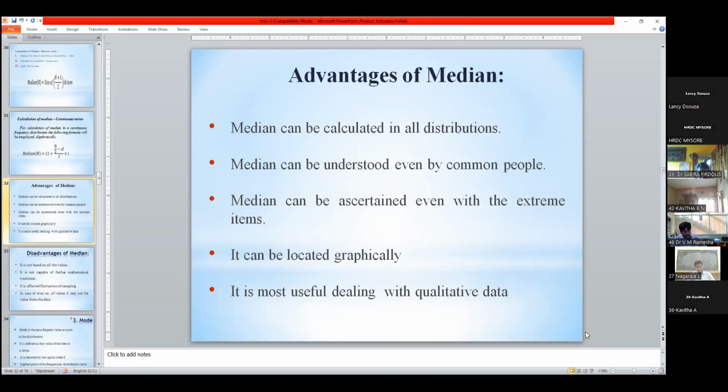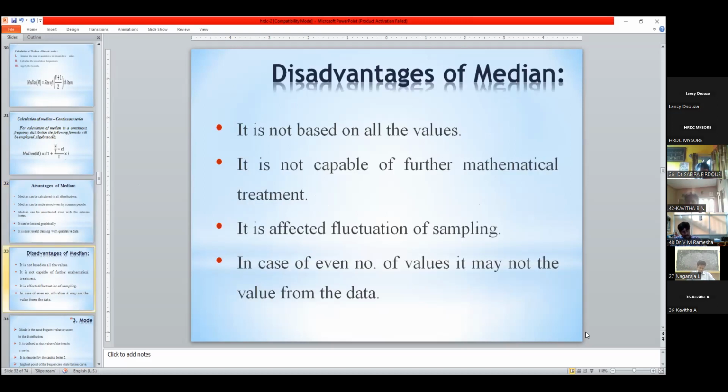But the disadvantages: because median does not consider the outside values, it considers only the central values. So it is not based on all the values. That's a major disadvantage. Once you calculate the median, you stop there. You don't go for further calculations. But with the mean, you can go for many calculations further.